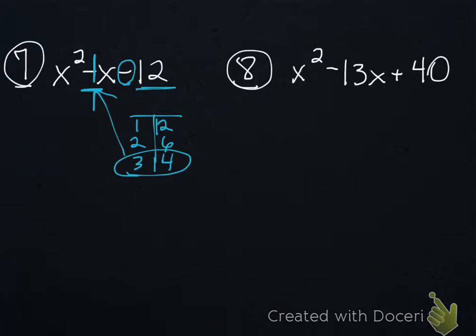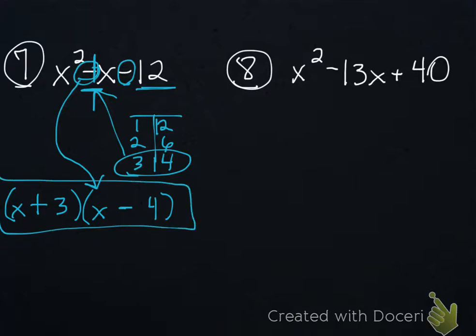So I write my binomials. X is in front, 3 at the end, and 4 at the end. Now we figure out the signs. The 12 is negative. That means the bigger number gets the sign. Well, what's bigger? The 4. So the bigger number gets the negative. Because the 12 is negative, I have opposite signs. So it's x plus 3, x minus 4.